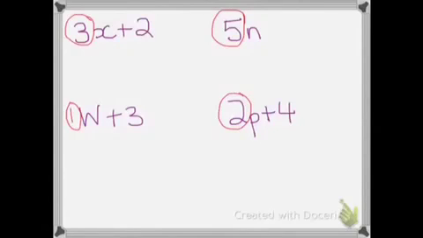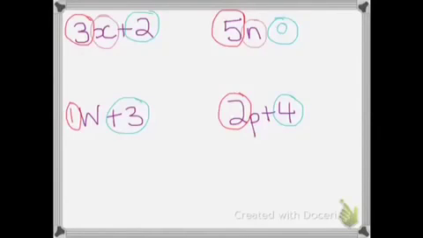Now I'm going to identify the constant terms in blue. So 4 is a constant term here. This one doesn't have a constant term, so we can assume that the constant term is 0. Positive 2 is the constant term there, and positive 3 is a constant term in the last expression. In each case, a letter is being used as a variable, so let's identify those. X is the variable, N is the variable, W is the variable, P is the variable.